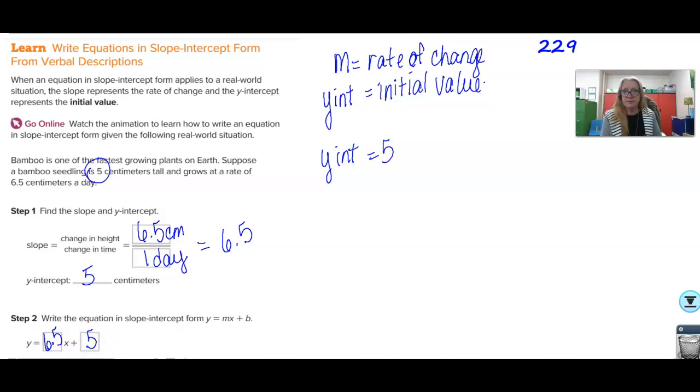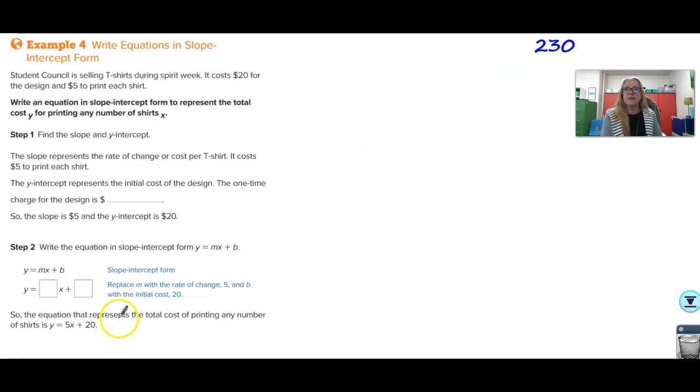Here's another example. The student council is selling t-shirts during Spirit Week. It costs $20 for the design and $5 to print each shirt. Now, if you're not sure which number is the y-intercept and which one is the slope, here's what you need to ask yourself. Which one would I possibly have to use over and over and over again? They only charge $20 to start the process, but then $5 every time you buy a shirt.